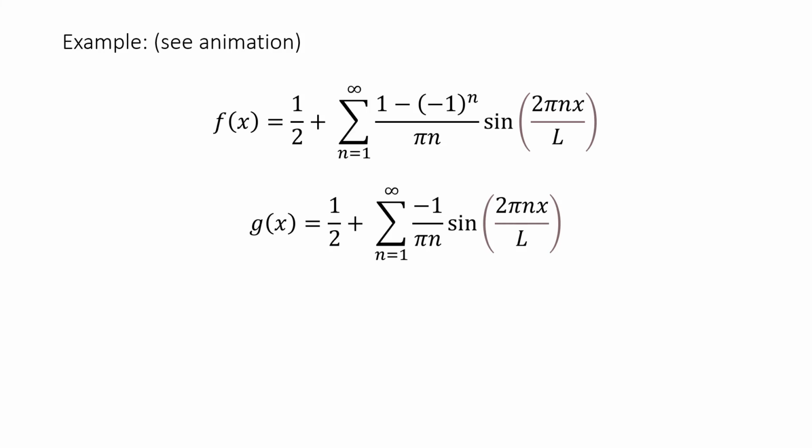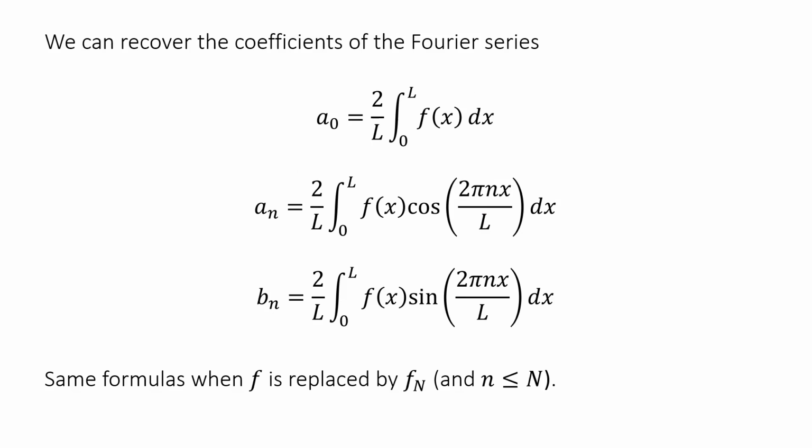Now, the coefficients are quite important, and so it would be nice if we could somehow extract the coefficients from the original function. And of course, there's a formula for that. So how do we obtain the coefficients in the Fourier series? Well, suppose we've got a function f, and we know it can be represented by a Fourier series. Then the coefficient a0 equals 2 over L times the integral from 0 to L of f of x dx. That's how we get the constant term.